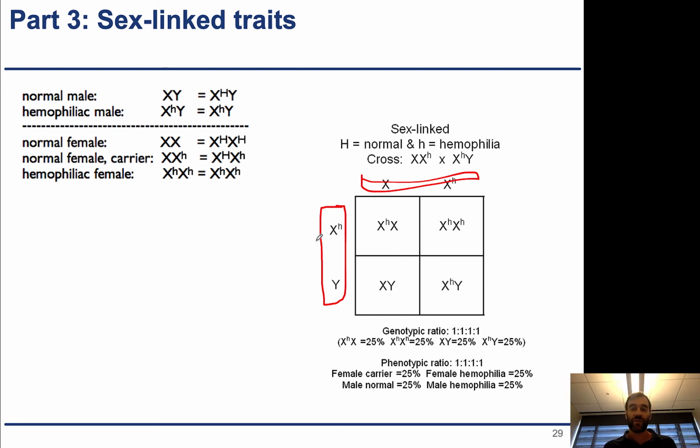And so you no longer even think about recessive and dominant relationships, because those assume that you have some sort of diploid structure for a gene. In this case, you only have one copy. So what happens if we do the cross?